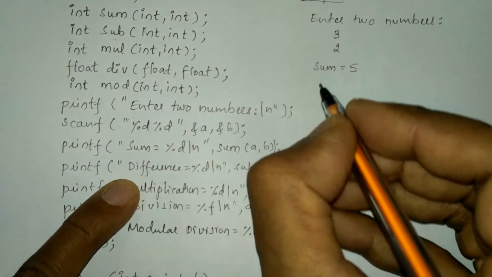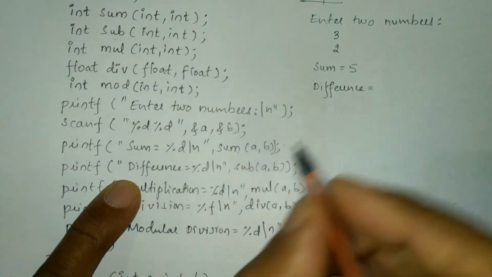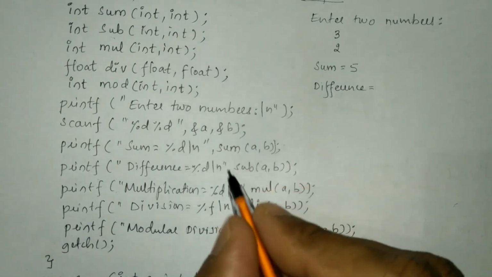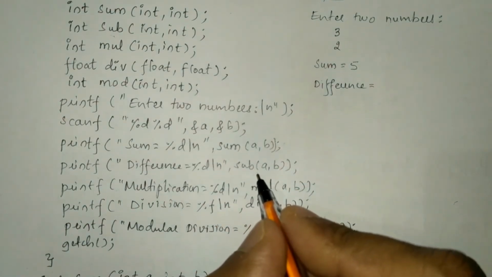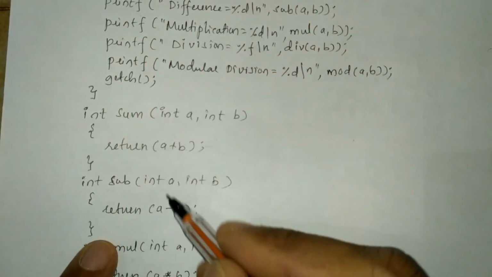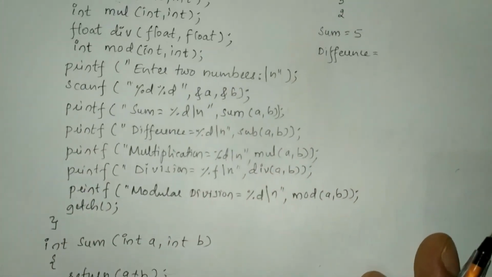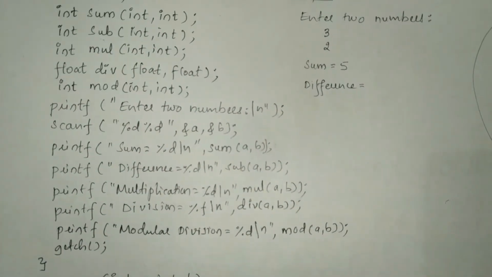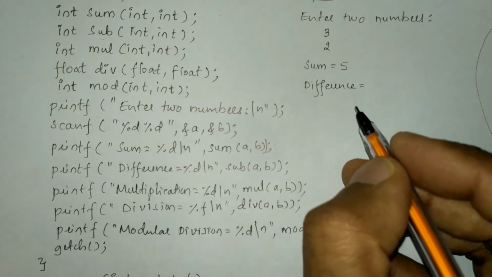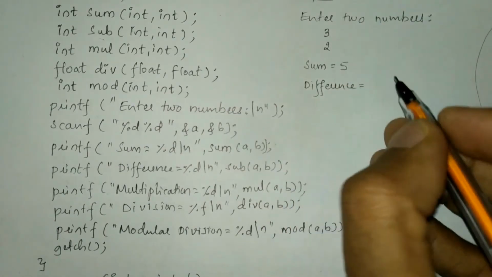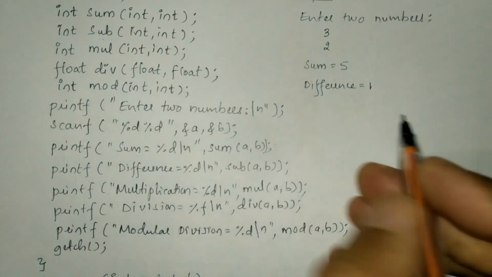What is it? Difference. It is going to print here difference is equal to. So when we encounter the sub function with two arguments, the control transfers to the sub function, and it is going to perform a minus b, and it is going to return the value back to the calling function. So what will happen here? It is going to print difference is equal to a minus b, which is what? 3 minus 2. So that is, it is going to print 1, right?